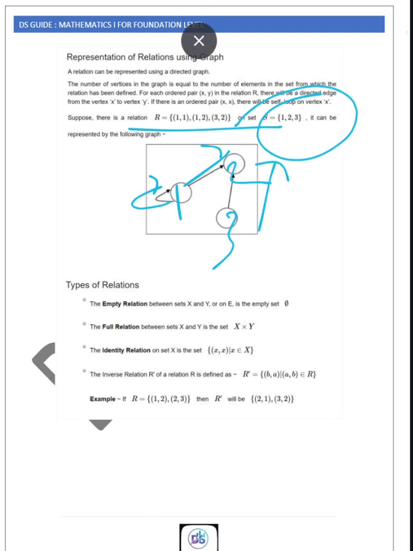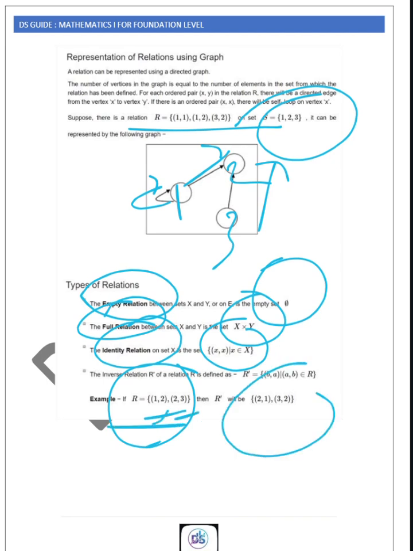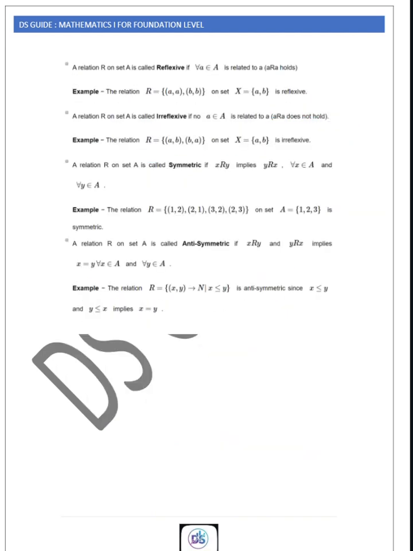Next we have types of relations. Empty relation is formed when we have an empty set. Full relation is formed when we have the Cartesian product. Identity relation is formed when we have both elements equal. And the inverse of a relation, for example, R is defined as (1, 2) and (2, 3). If I say R inverse, that means I should get (2, 1) and (3, 2). It means both components should exchange their place.